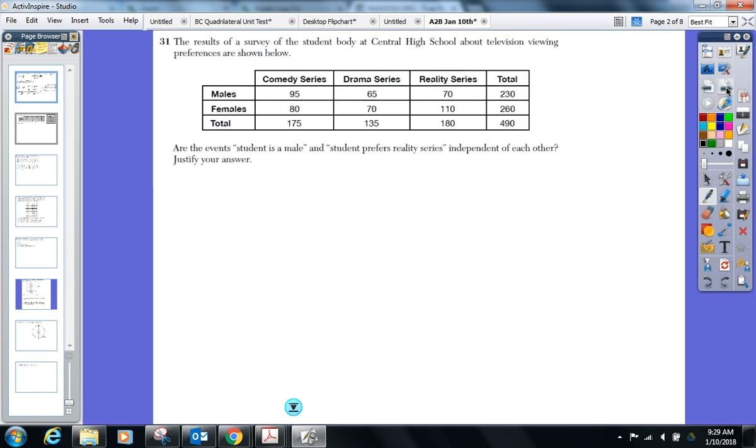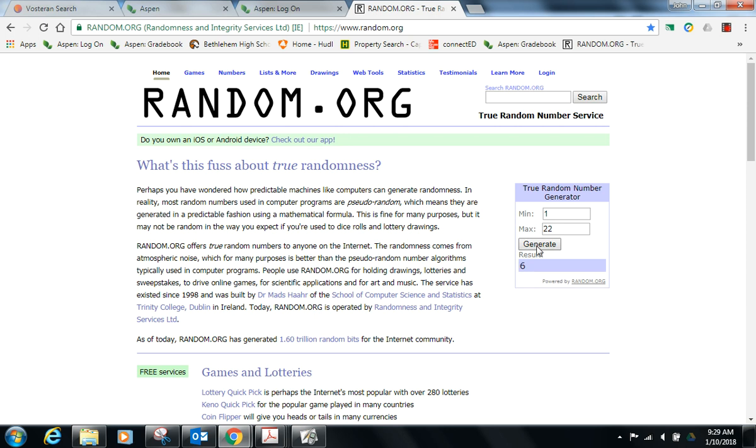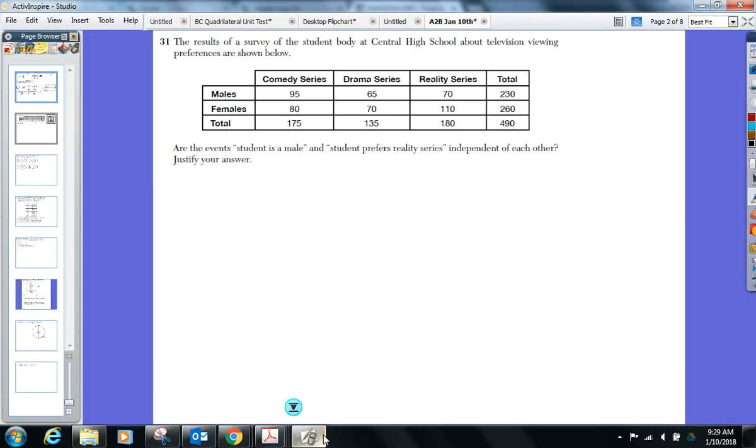All right, 31. Is it independent or not? Okay, is it independent or not? The way you test: first of all, what are the 2 things I'm testing are independent or not? What are the 2 things? Who's going to roll with me with this one? Okay, here we go. What are the 2 things I'm comparing?